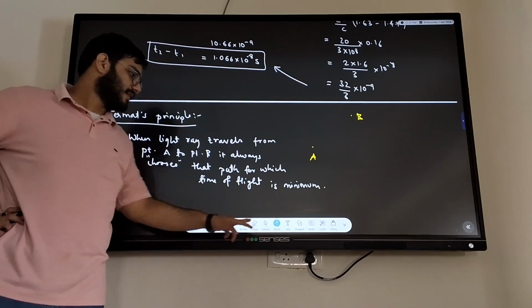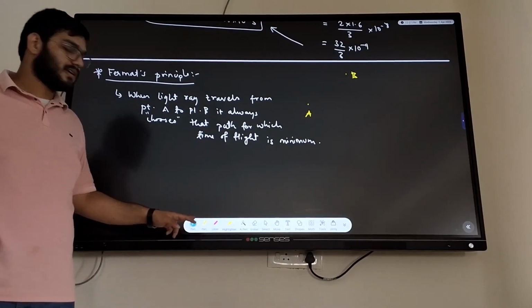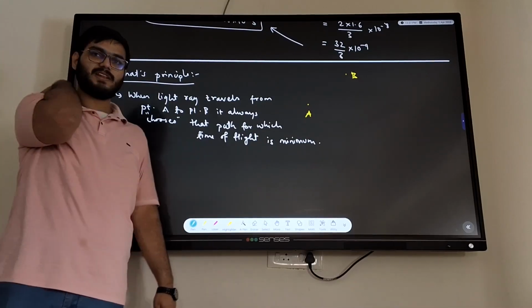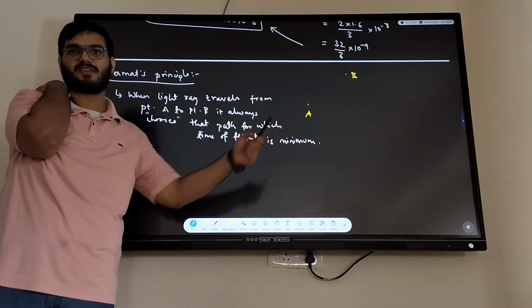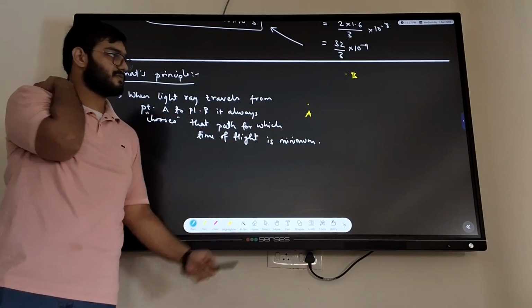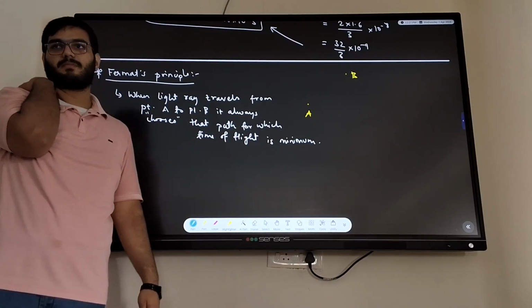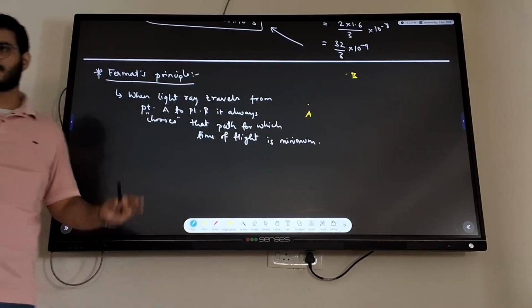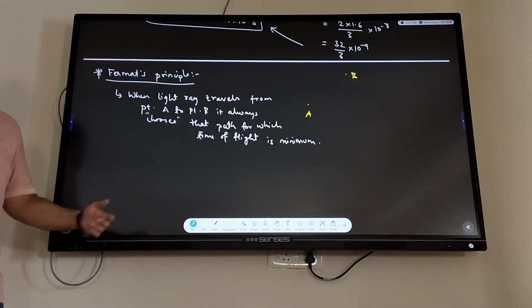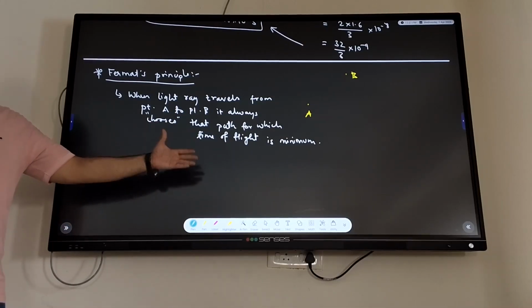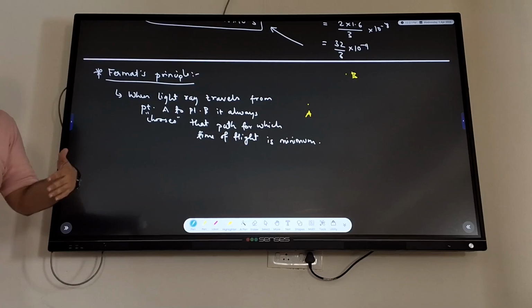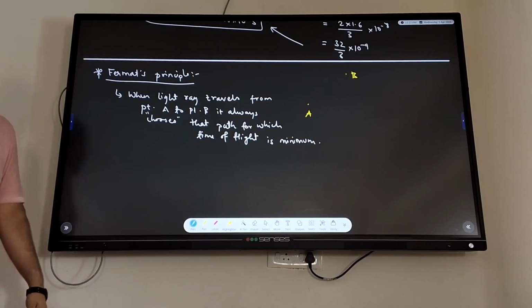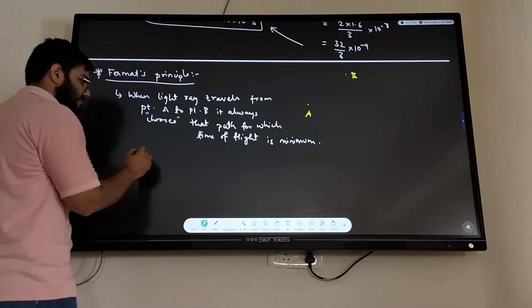Now, sir, can we force it to take the other path? Huh? Obviously you can force it. Maybe you can force it by some mirrors. You can force it to take the other path, but naturally it will go from A to B via this path. This is the statement, and I am telling you, using this statement we can derive all the laws of reflection and all the laws of refraction. Since you don't want the derivation, I am just telling you. Okay? Then what is Snell's law?